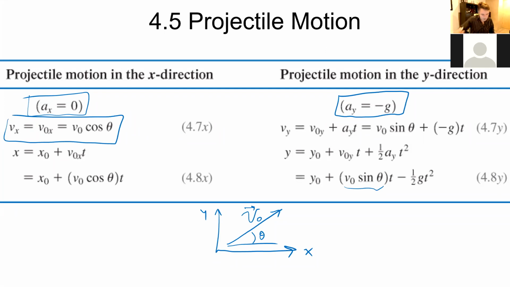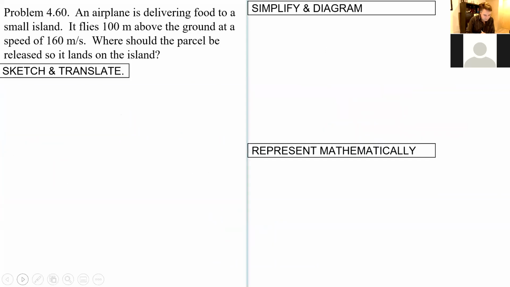And let's actually, I think I have time for a quick example. So let's go through this. Here's problem 4.60 from your new homework. An airplane is delivering food to a small island. It flies 100 meters above the ground. So let's draw an airplane. And this is 100 meters. And it flies at a speed of 160 meters per second.